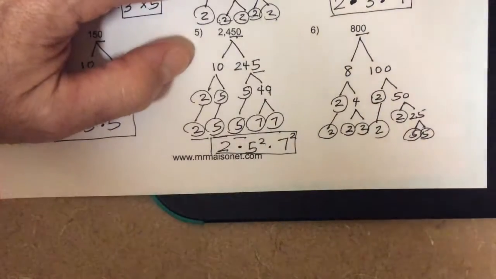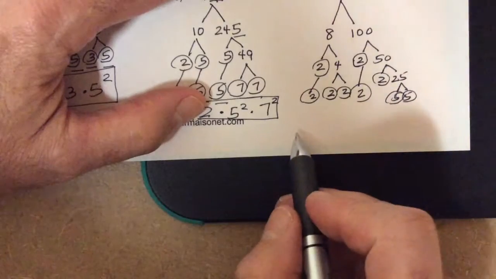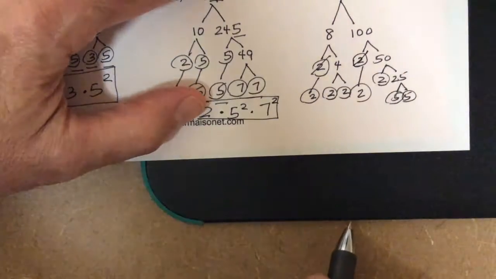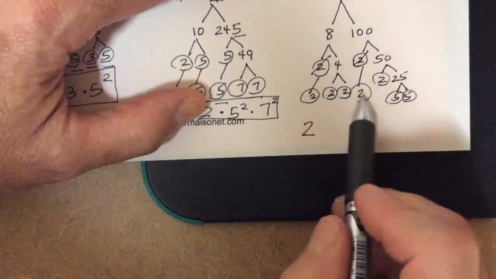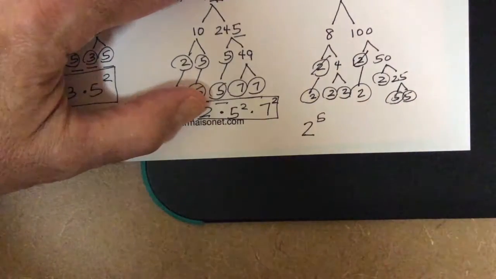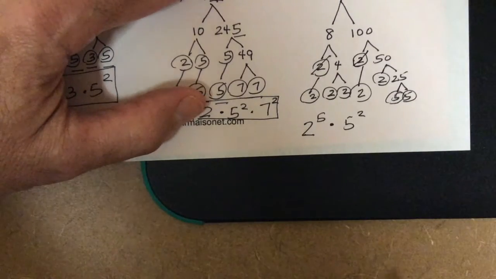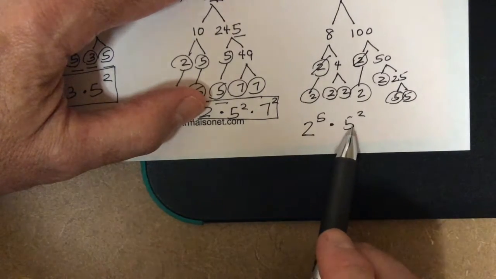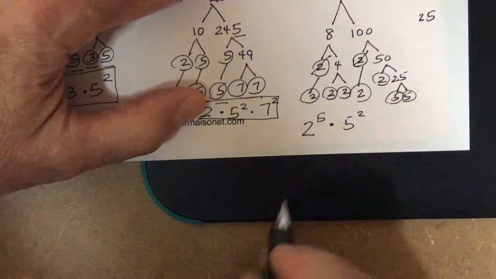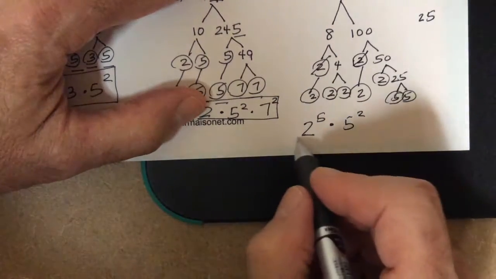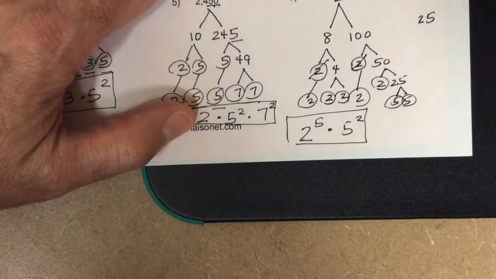It's really hard when you get this many numbers to try to make sure you include all of your prime numbers. So when you get a prime number, it's a good idea to circle it. I'm going to cross those out so I don't use them twice. I believe the answer is 2 to the 5th power times 5 to the 2nd power. I'm going to do some quick math in my head. 5 to the 2nd power is 25. Yep, that's going to work. 2 to the 5th power times 5 to the 2nd power does equal 800.